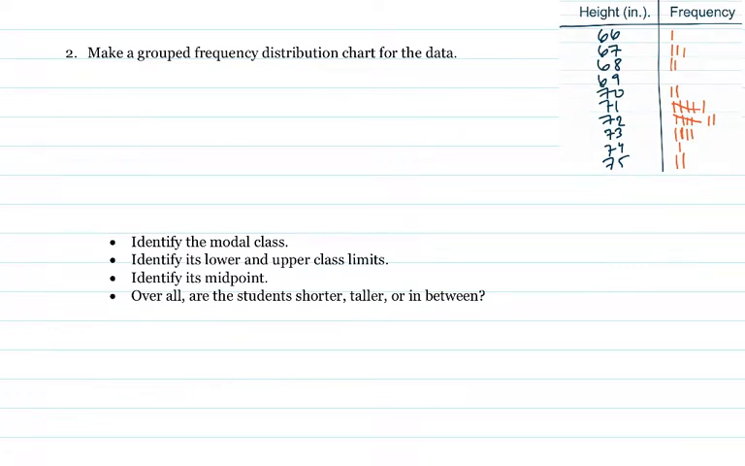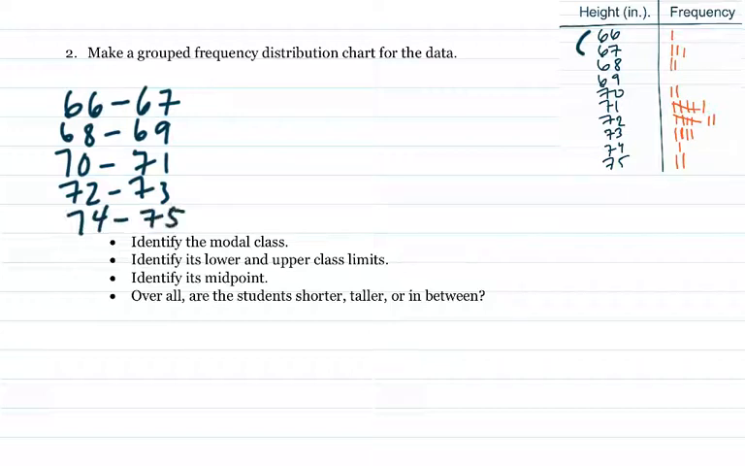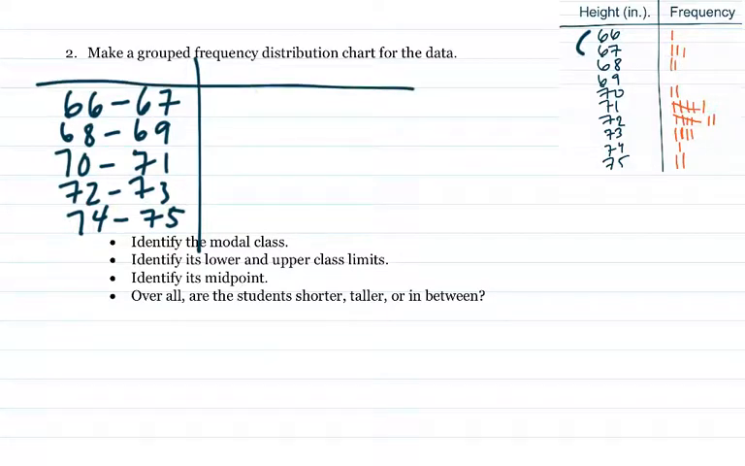So we're going to make a grouped frequency distribution chart for this data. Now remember, we go from 66 to 75. So I'm actually going to make my class widths by 2. So my first class is going to be from 66 inches to 67 inches. Then we have 68 inches to 69 inches, 70 inches to 71 inches, and then 72 inches to 73 inches, and 74 to 75 inches. And those are our classes for this example. This is class, and this is frequency.